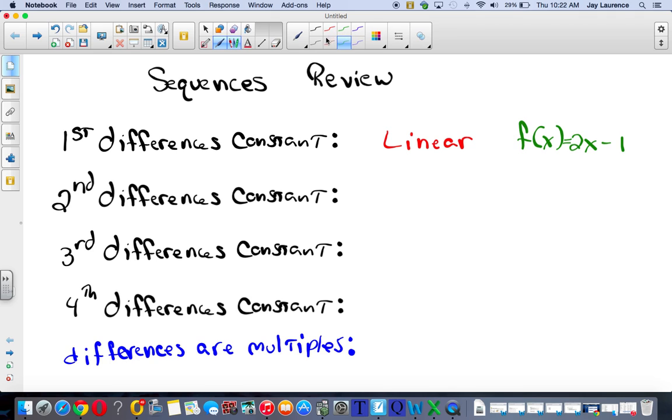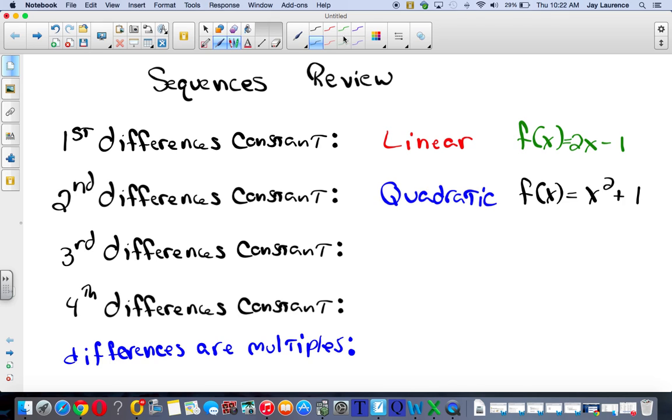When the second differences are the same, what kind of function do we have? Well, Mr. Lawrence, we have a quadratic. You're absolutely right. And who can give us an example of a quadratic function? f of x equals x squared plus 1. Great job.